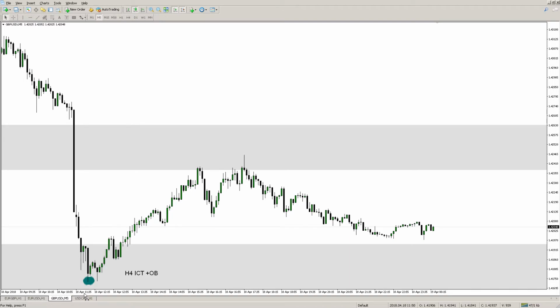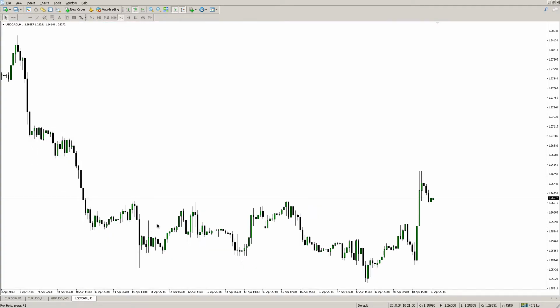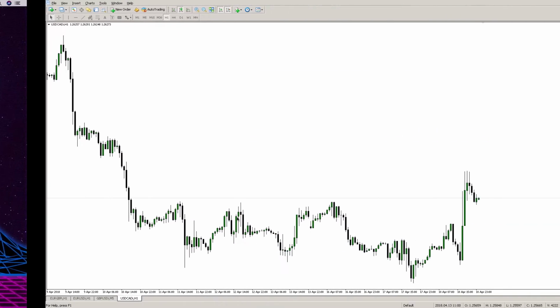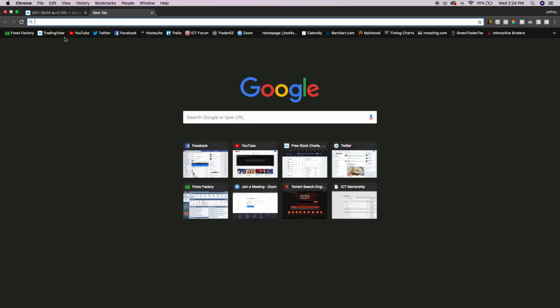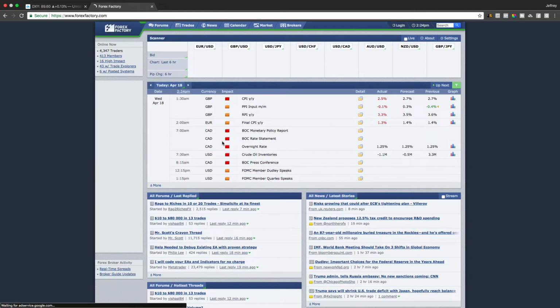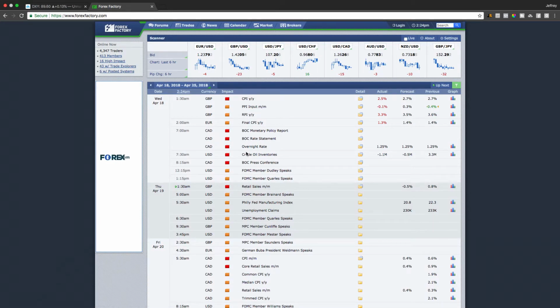All right, so I hope that makes sense to you guys. Let's go over USD CAD real quick because we did get some nice movement in this. We were mentioning in the live session how we did have a lot of high impact news for Canadian dollar today. So let's go back and look at that real quick, and we'll see how that unfolded.